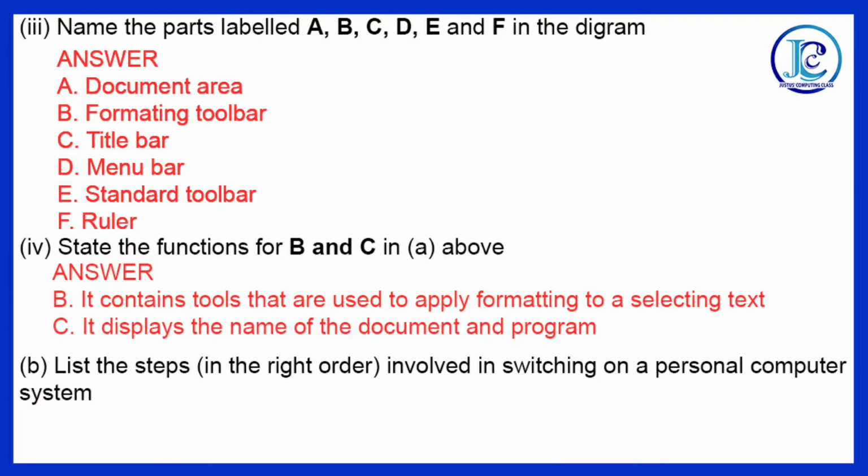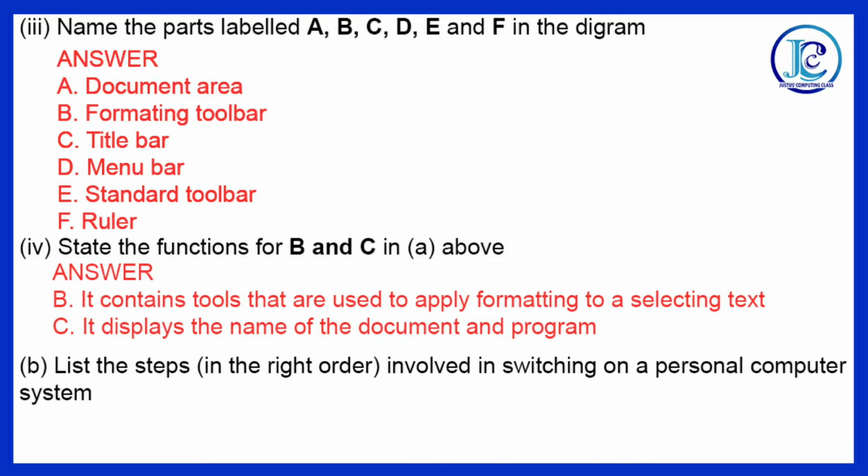Then the next one, name the part labels A, B, C, D, E, and F in the diagram above. A is the document area. The document area is where you type whatever you want to do; we call it the document area or the working area, so any of them is correct. Then B is the formatting toolbar. As soon as you see Arial, font size and all that, that is the formatting toolbar.